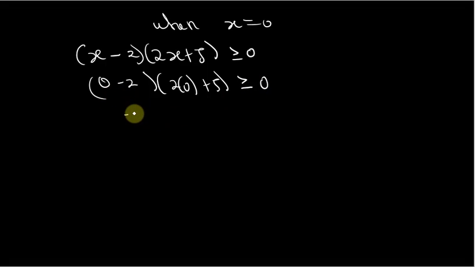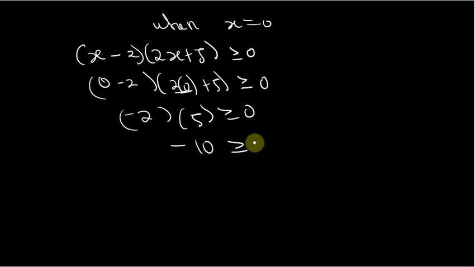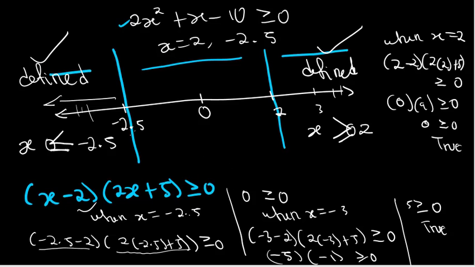Now 0 minus 2 is going to give us negative 2, times 2 times 0, which is 0. So 0 plus 5 is 5, being greater than or equal to 0. Now negative 2 times 5 is going to give us negative 10. So negative 10 is greater than or equal to 0. Let's analyze the statement. Negative 10 is greater than or equal to 0. This statement is false. Yes. So when we come back to our expression, realize that values within this side will make the inequality undefined.